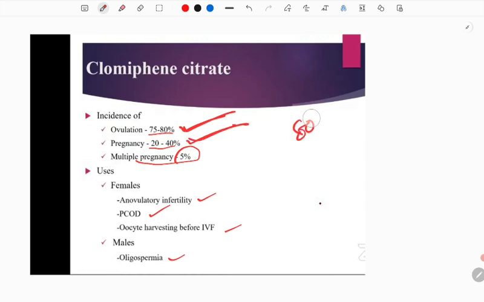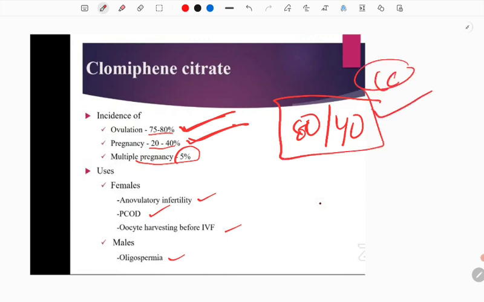Remember 80 by 40. Whenever the clomiphene name comes, remember CC 80 by 40. 80 is the ovulation rate, 40 is the pregnancy rate, and the multiple pregnancy rate is 5 to 8%. Remember, very important.